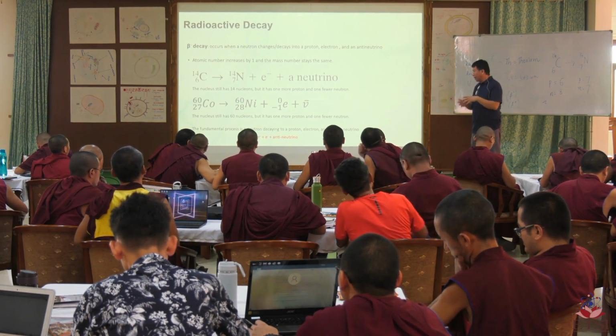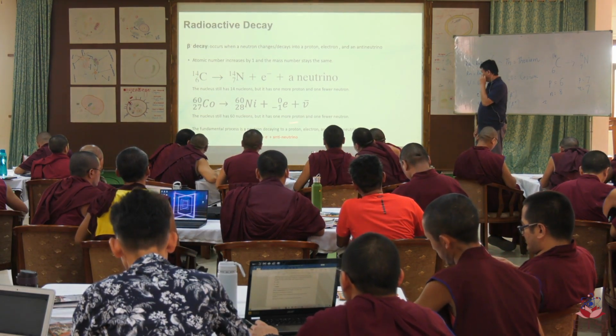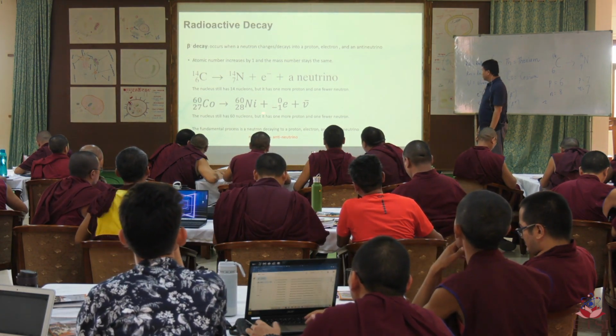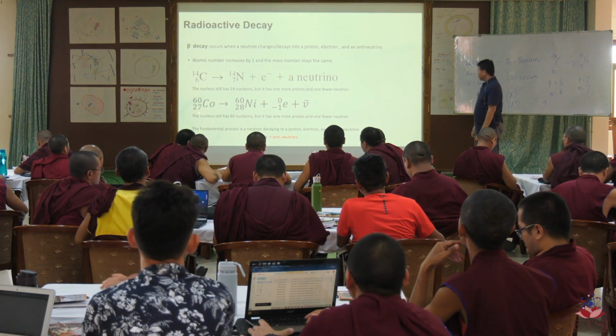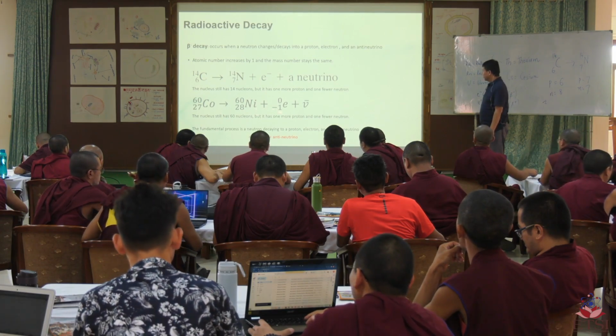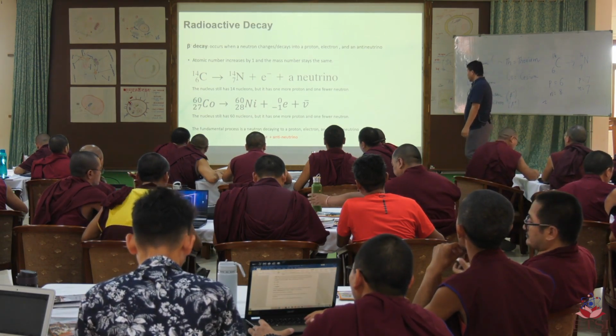And this is just another example of where beta negative decay happens. Cobalt 60 becomes nickel, and an electron and an anti-neutrino are emitted.